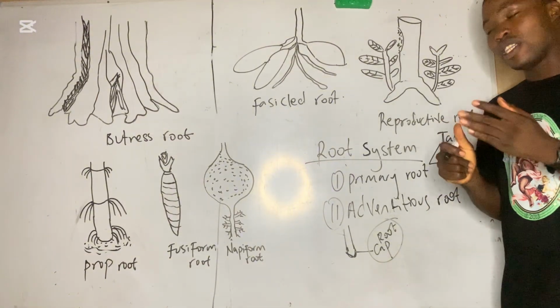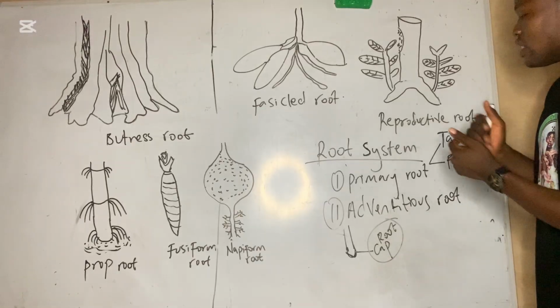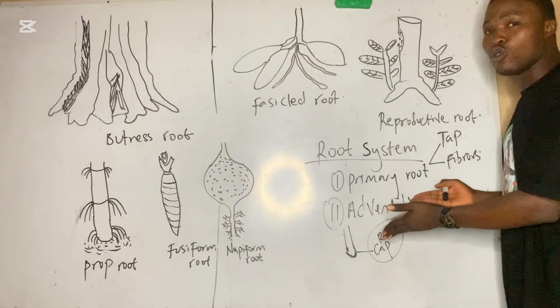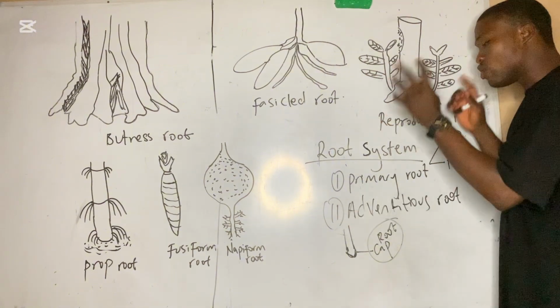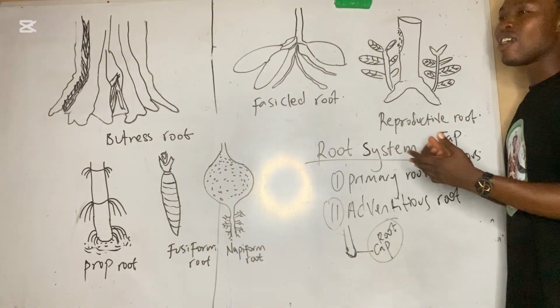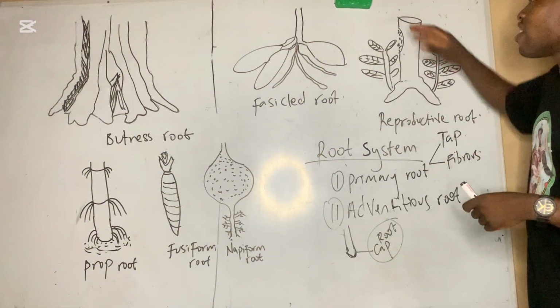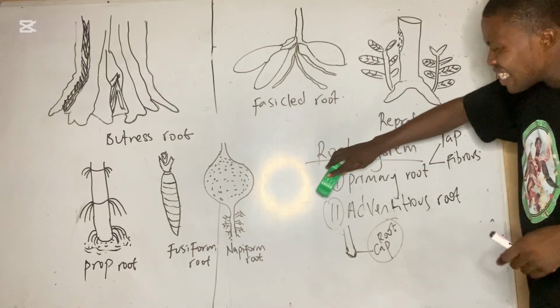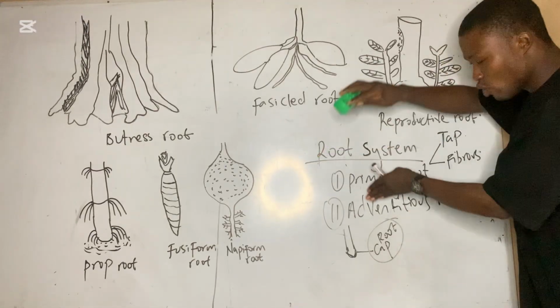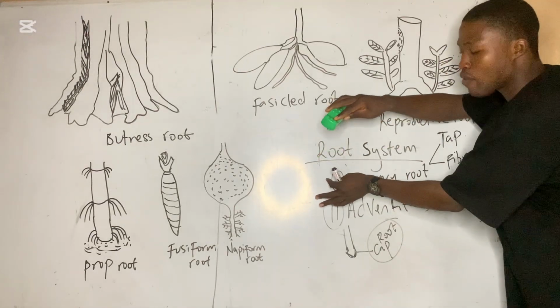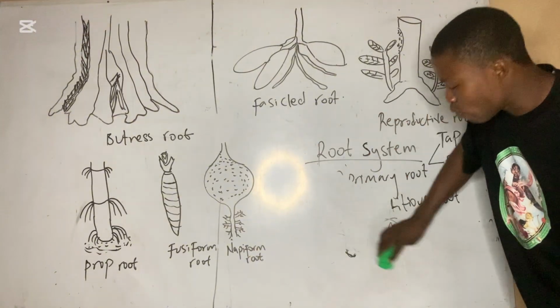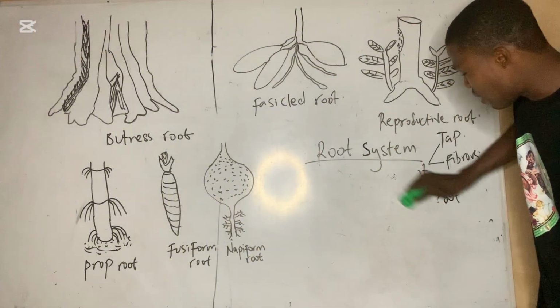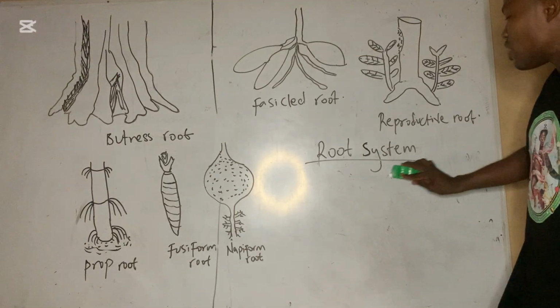I said these are the two kinds of roots that we have. Every other root is one of these two. In general, the types will also be one of these two: either the primary root from the radicle, or the adventitious root from the superficial part. And there are about 7 types of roots.